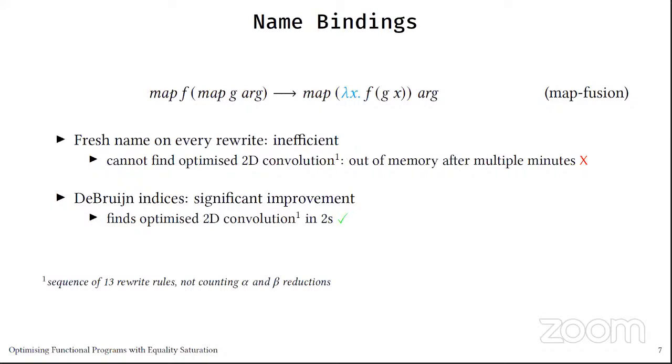So in practice, if we compare generating fresh names and using De Bruijn indices, the difference is quite significant again. In this case, we want to optimize a two-dimensional convolution, and I'm not going to go into the details of what this optimization is doing, but it requires a sequence of 13 rewrite rules if you don't count alpha and beta reduction rules. If you try to generate fresh names on every rewrite, you will not be able to find this optimization, and my laptop ran out of memory after multiple minutes. While if you use De Bruijn indices, you will find this optimization goal in just 2 seconds.